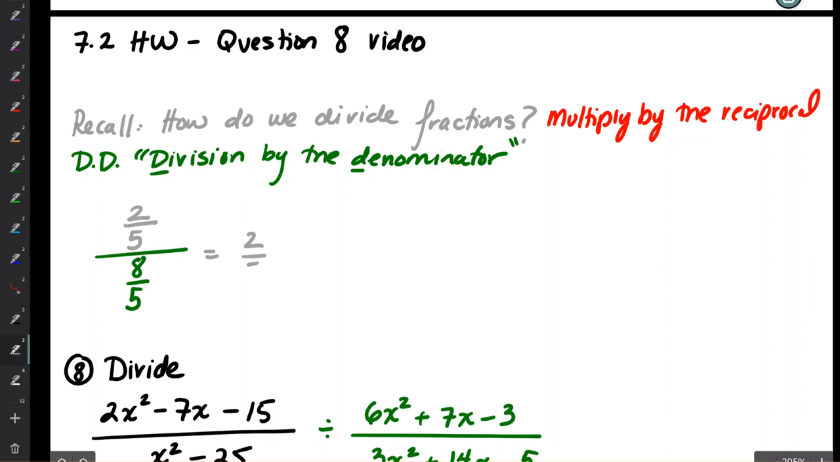This is 2/5 DD. What am I dividing by? I'm dividing by 8/5. Now, how do I divide fractions? I'm going to multiply by the reciprocal of what I'm dividing by. I'm dividing by green. I'm dividing by 8/5. It's that second fraction that you need to flip. So I'm going to multiply by 5/8. Now it's back to familiar territory.